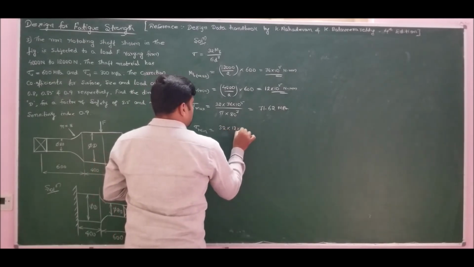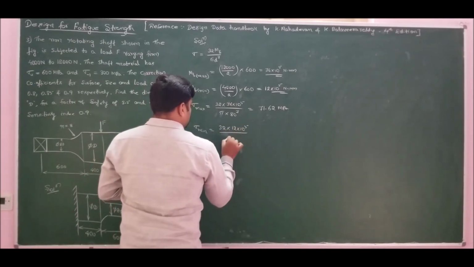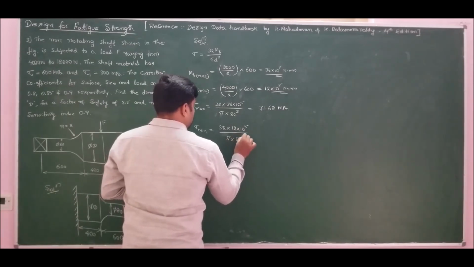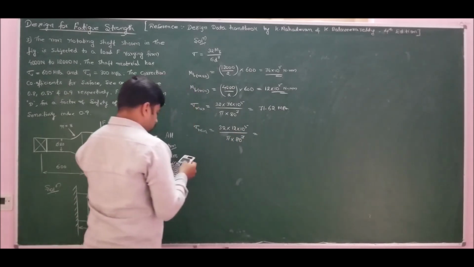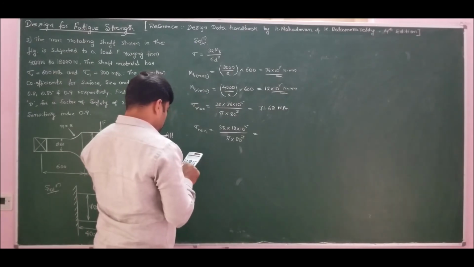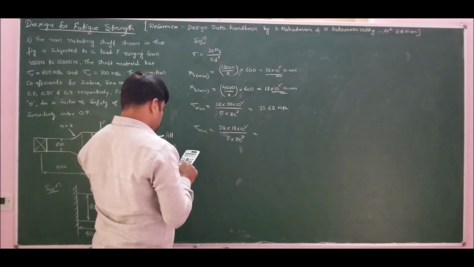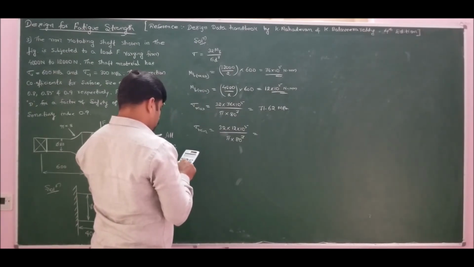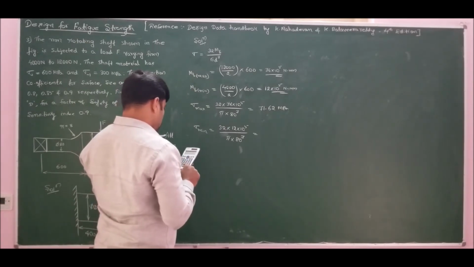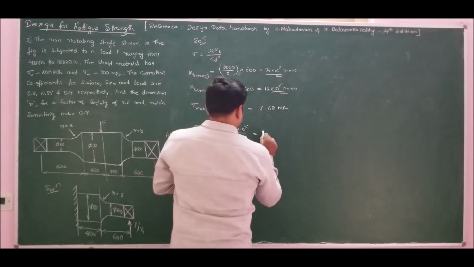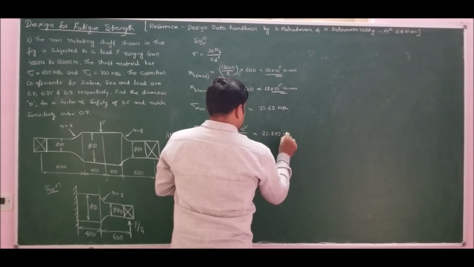is 12 into 10 to the power of 5 divided by pi into d cubed. 32 into 12 into 10 to the power of 5 divided by pi into d cubed. We will get the value of minimum stress as 23.873 megapascals.